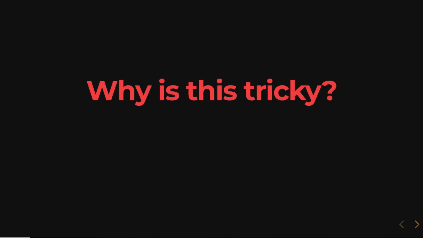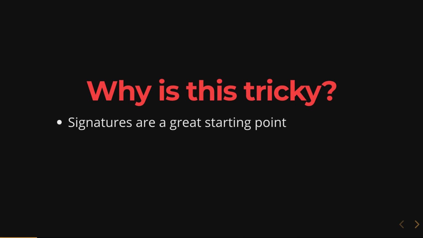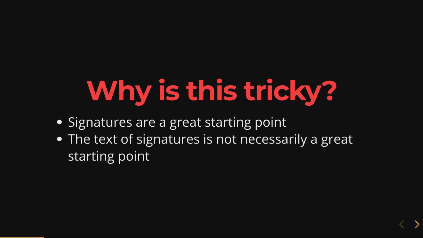So, why is this tricky? Why has it taken such a long time to get even where we are today? Well, signatures are indeed a great starting point. Modules are the building blocks of OCaml programs, and the signature is the surface that's exposed to other modules. Documenting the signatures by looking at the MLI files, or actually the CMTI files, therefore makes a great deal of sense. However, the actual text of the signature might not be terribly illuminating.